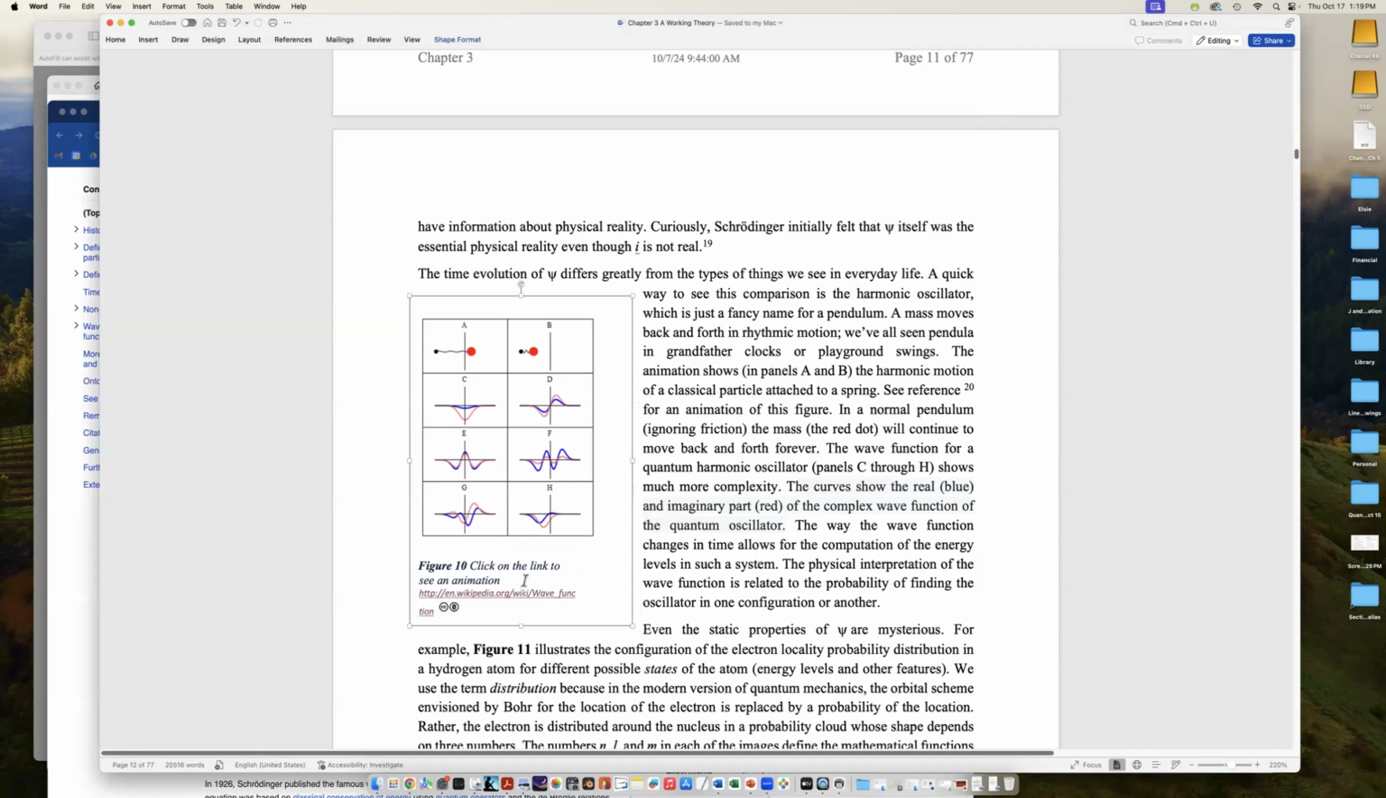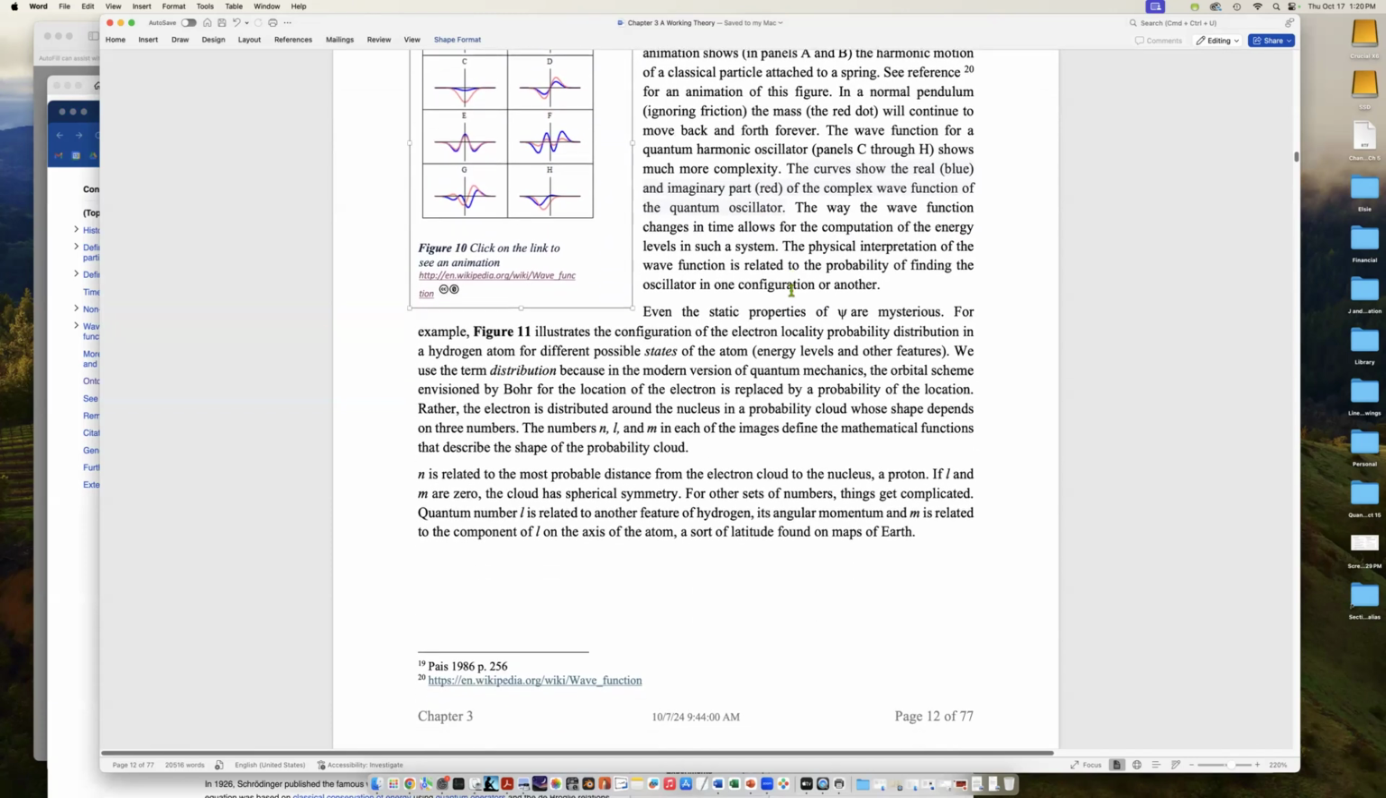These are in the book. You just click on this and you can see that animation again. And of course, there's a discussion here of trying to explain this. Now, what's important is in a second, we're going to look at what the cloud of probability for electrons in atoms looks like. And there are multiple integer numbers that describe the shape and other properties of that cloud.